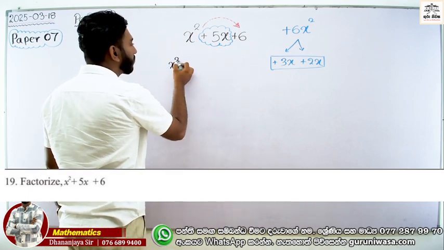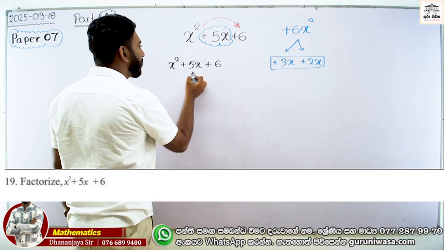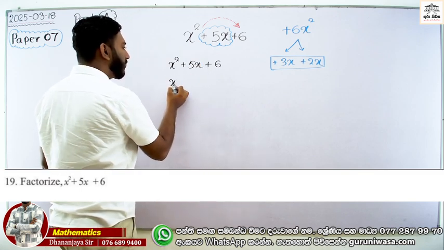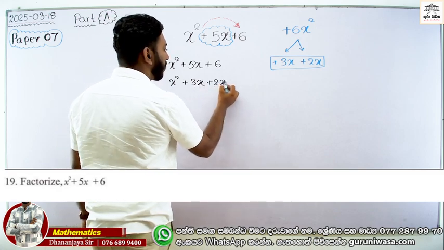x squared plus 5x plus 6. Instead of 5x, I write x squared plus 3x plus 2x plus 6.